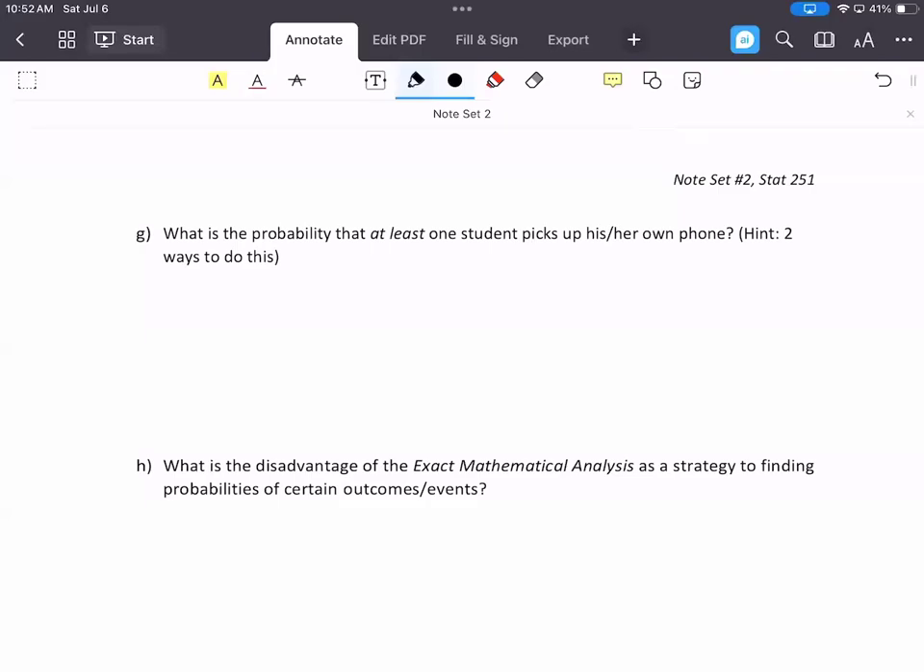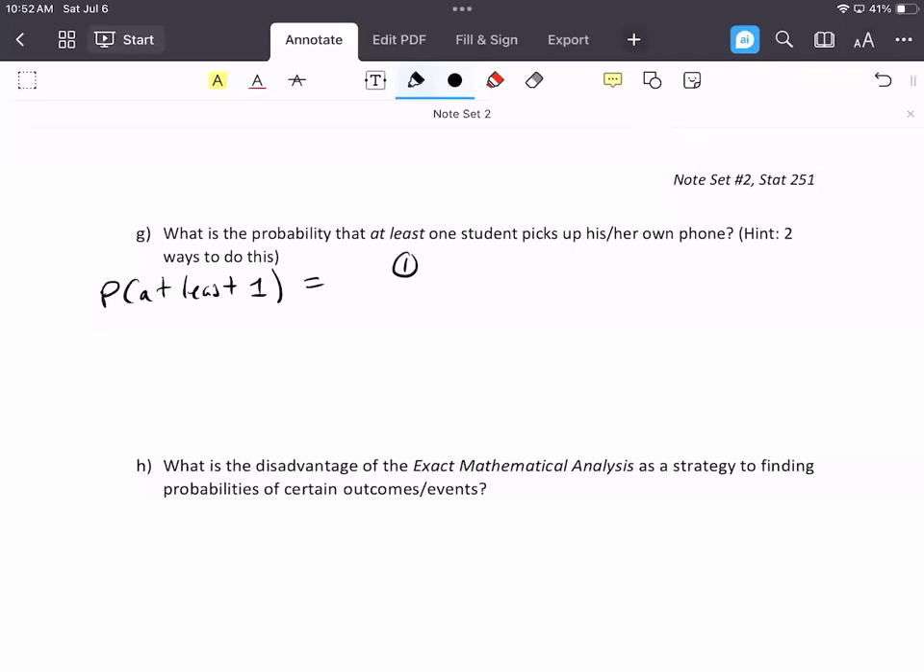So, finishing up the example with the phones, letter G: what's the probability that at least one student picks up his or her phone? I'm going to give you a hint, there are multiple ways to do this. First of all, I want to say probability of at least one. Like I said, there are two different ways to do this.